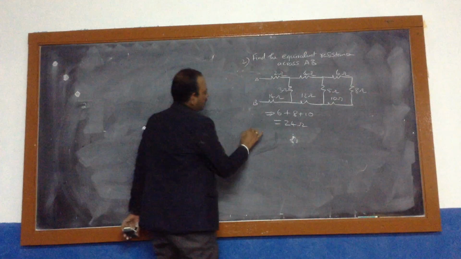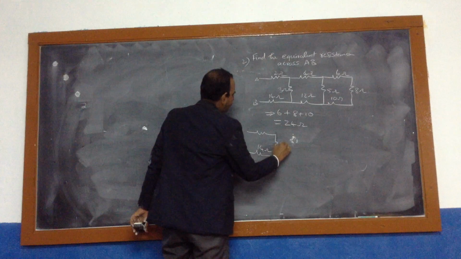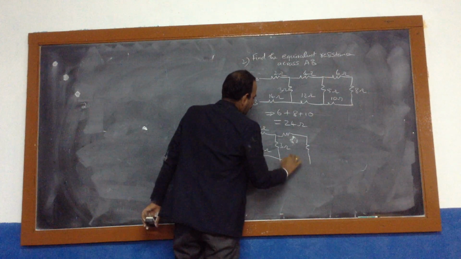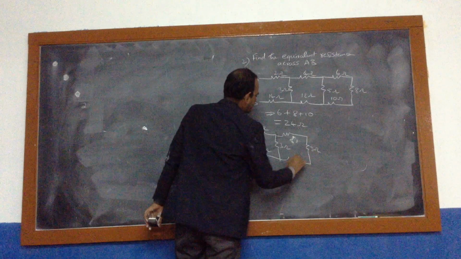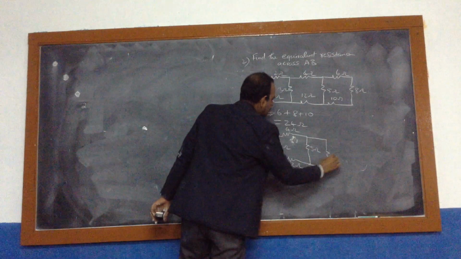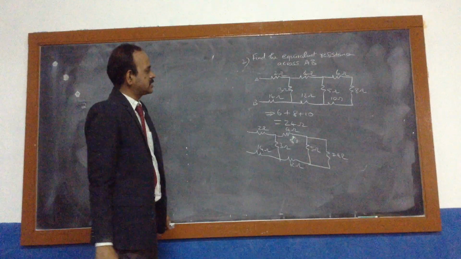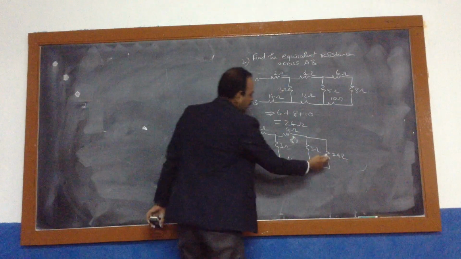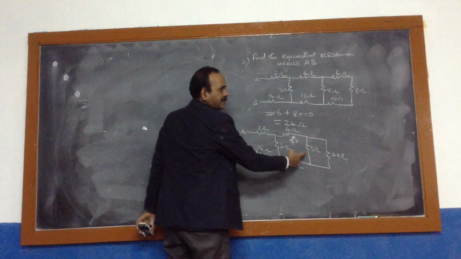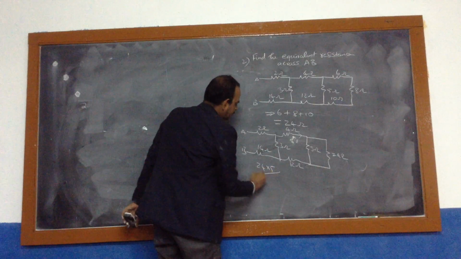So redraw the circuit now, drawn as a single resistance of 24 ohms. Now from the opposite side again, this 24 is parallel with the 5, so the current is dividing.